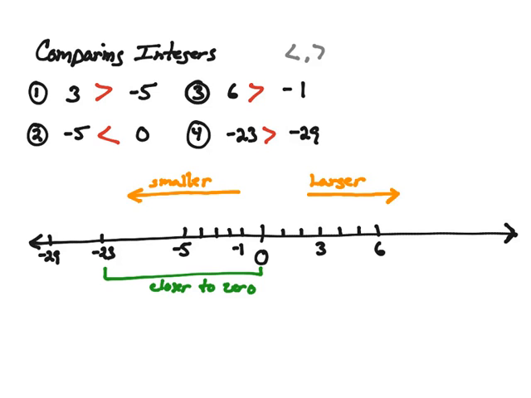So you can compare any numbers. If you wanted to do something bigger, for example, -175, and you're comparing that to -250, well, -175 is going to be closer to 0, and therefore it's going to be greater than. So you can do this with any comparison.